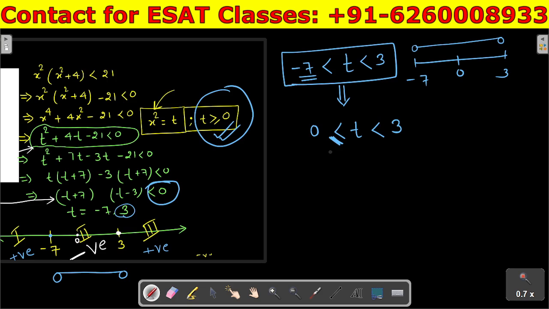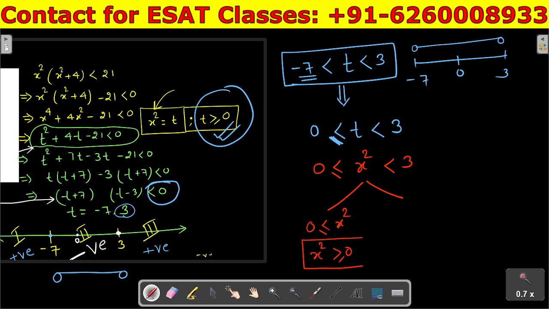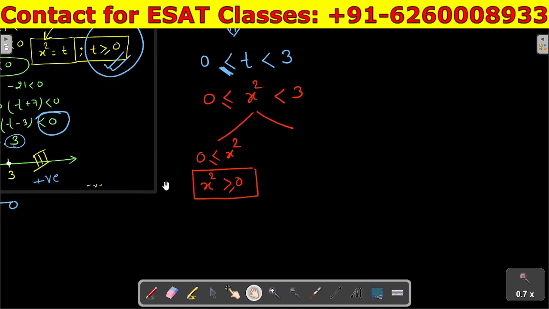So now this is the answer in terms of t, but we want the answer in terms of x. So let us back substitute this. We can write 0 ≤ t < 3, putting the value of t as x square. See, again here we have two conditions. The first condition is 0 should be less than or equal to x square, or you can write x square should be greater than or equal to 0. That's always correct. This is true for all values of x. X square is always greater than or equal to 0, always true.